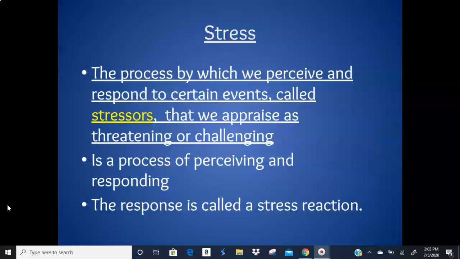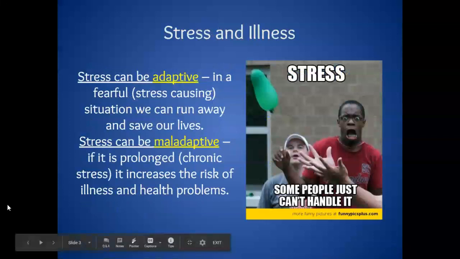Now, a lot of us respond in different ways. You've heard of that fight or flight response. Well, believe it or not, those are stress reactions or stress responses. It is trying to either preserve ourselves or preserve our life by running away or fighting.